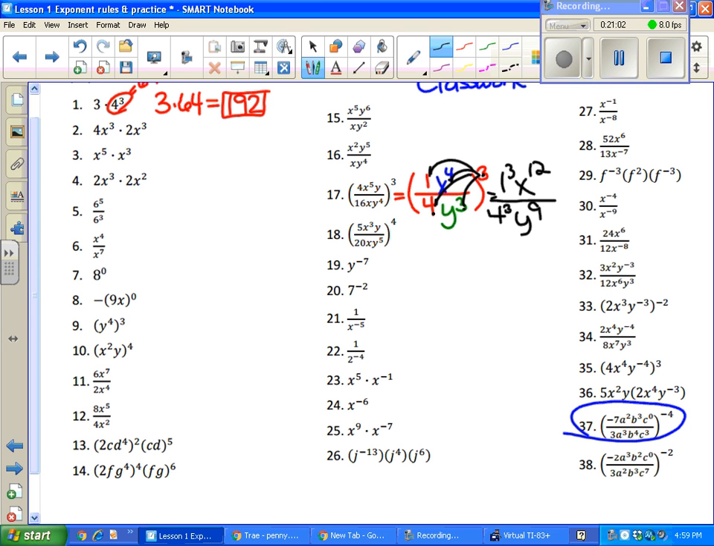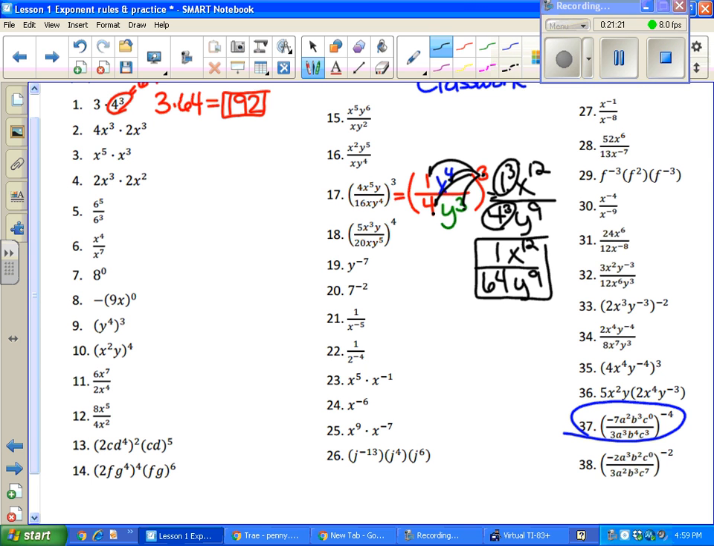I said it, but I didn't write it. All right, what is 1 times 1 times 1, 3 times? Just 1. X to the 12th is already simple. What's 4 times 3? 4 to the 3rd power is 64, y to the 9th. This is the final answer for 17.